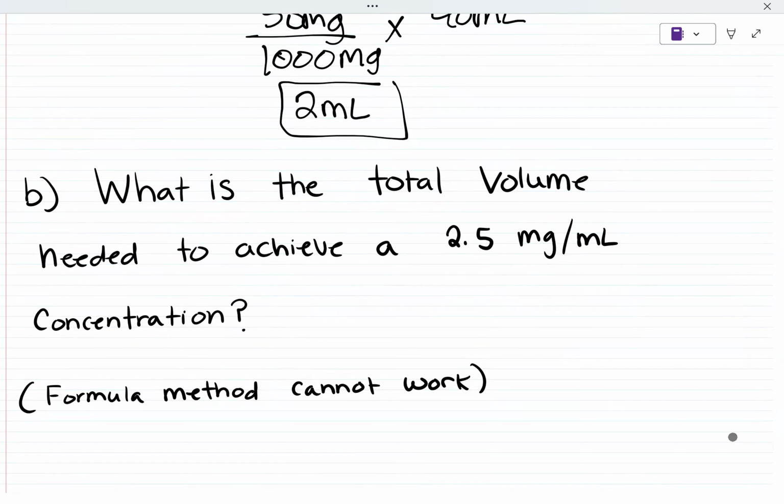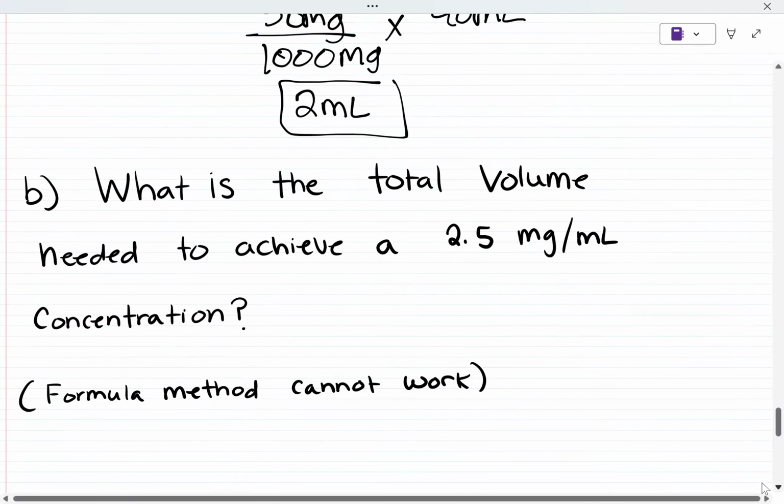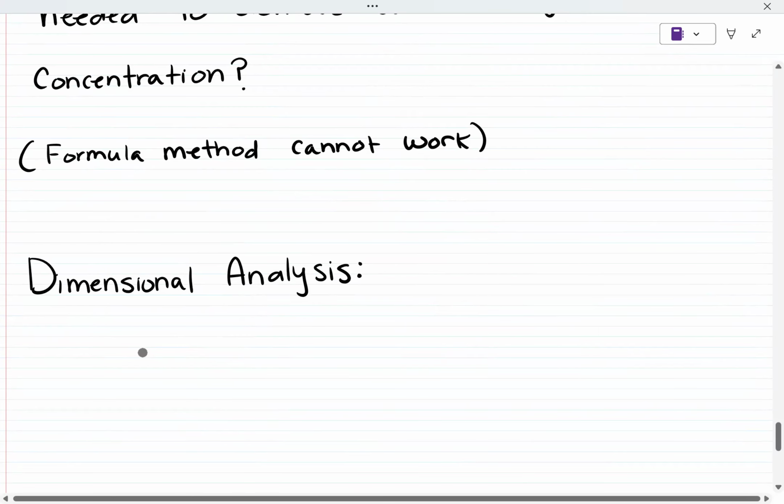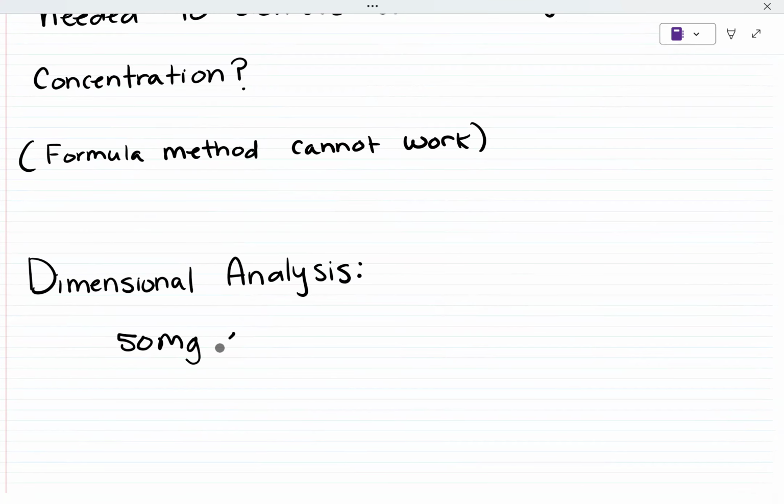So let's start with dimensional analysis. Okay, dimensional analysis. We were given 50 milligrams times, and then they're asking you what is the total volume needed to achieve a 2.5 milligrams per milliliter. So that's what we're going to use. We were given, in part B, a 2.5 milligrams per milliliter. So can I leave it like this? Should I put it exactly like this? No, this is a 1, by the way.